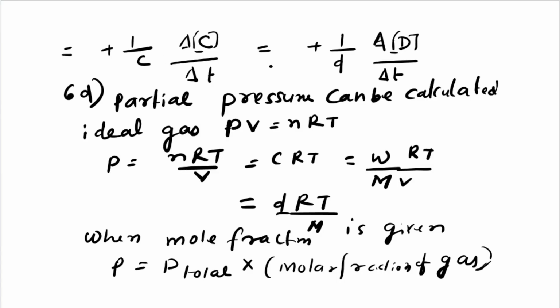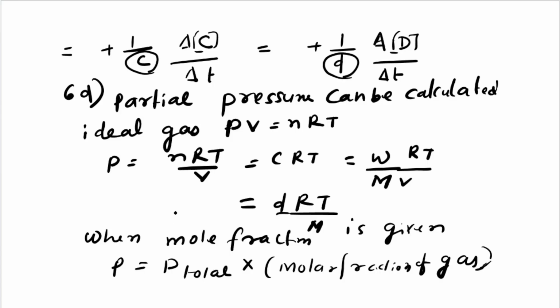And plus equal to plus, again plus because it is a product: 1 by d, del D by del T. And here see, moles are represented by small c and d, a and b, and capital C and D are the products, A and B are the reactants. Then here partial pressure can be calculated from the ideal gas equation.